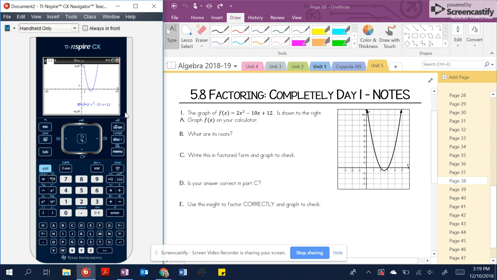Hello everyone, you are watching the 5.8 Factoring Completely Day 1. So we're still factoring, but we are now moving into factoring completely, which means I don't know what. All right, so let's dive right in.